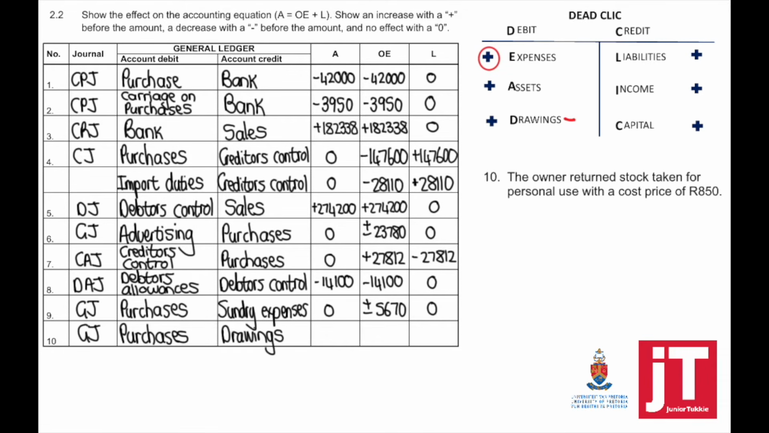Drawings is regarded as an owner's equity. It will have a negative effect. The drawings is minus, but because it's minus, it will have a positive effect on the owner's equity. The purchase account is an expense which will be debited. If my expense is debited, increases, it has a negative effect on the owner's equity.